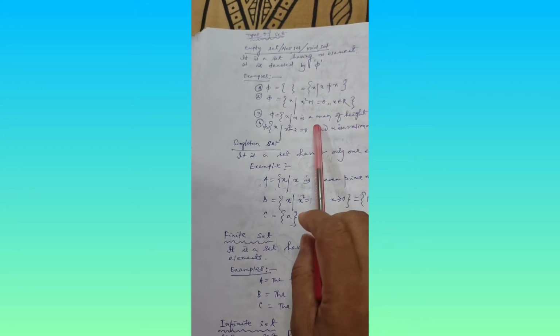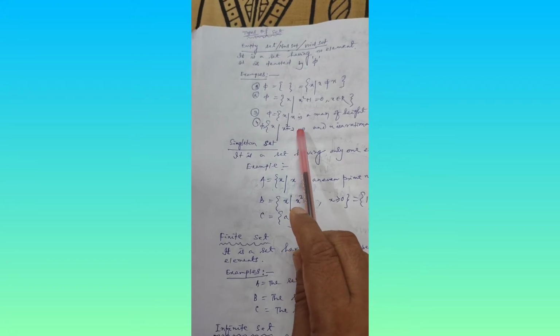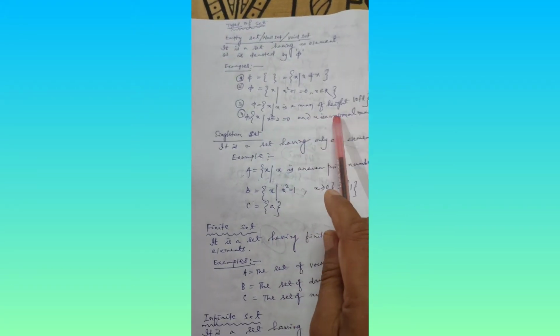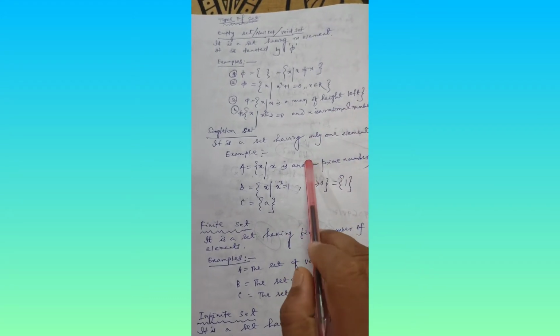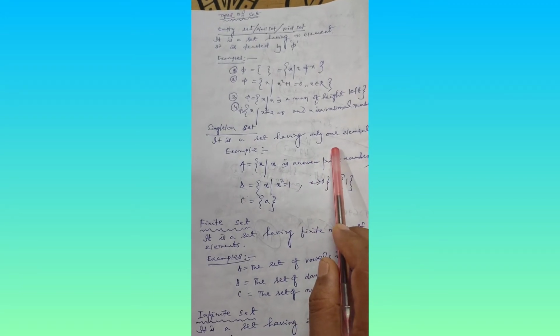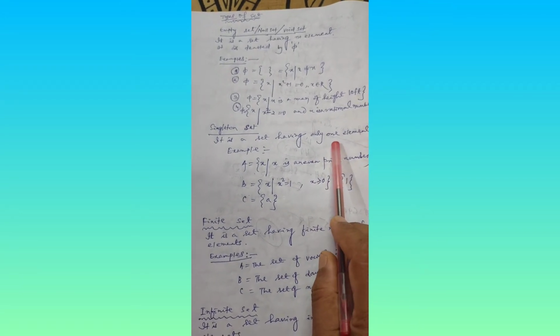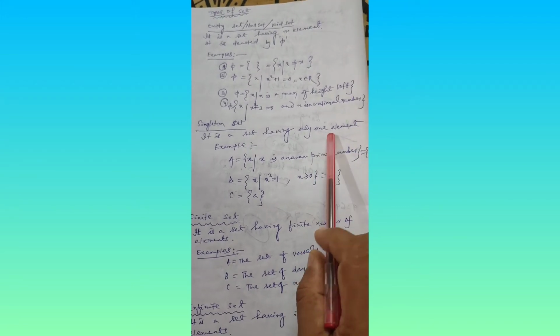We consider another example. It may be the set of all x so that x is a man of height 10 feet. Definitely there exists no human being who is 10 feet high. Therefore, it is a null set as it does not have any element.